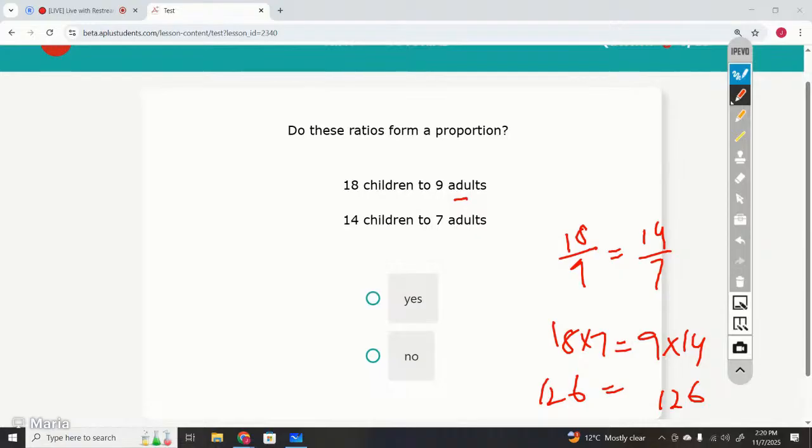First, write them down in fraction form. 18 children to 9 adults, it will be 18 by 9. And then 14 children to 7 adults, that is 14 by 7. So, you have to do 18 times 7 and 9 times 14. Both sides are exactly equal. So, yes, they do form a proportion.